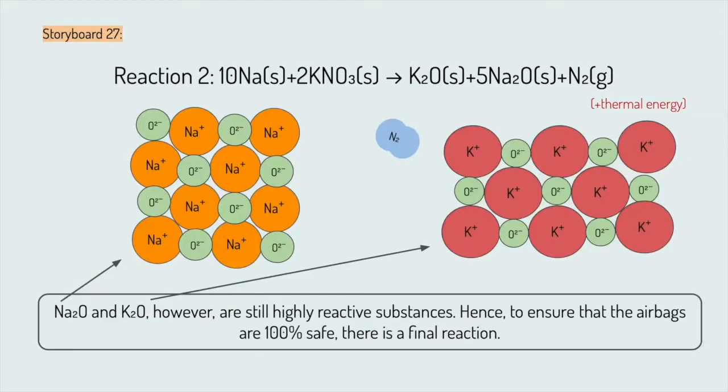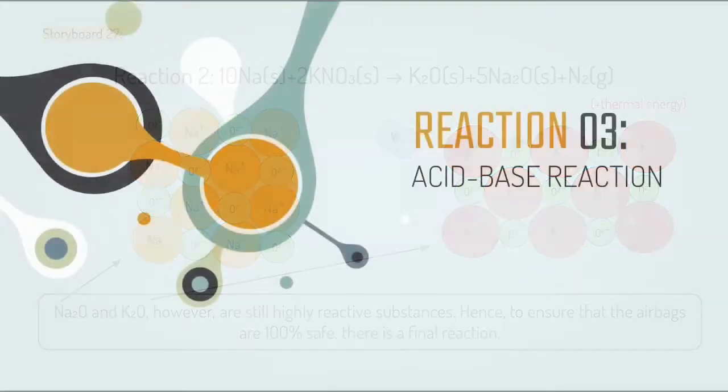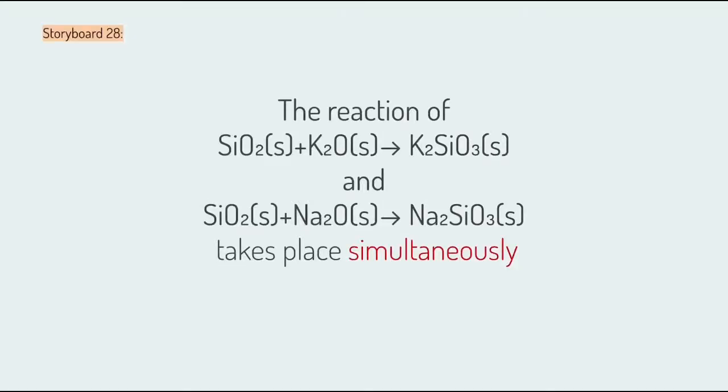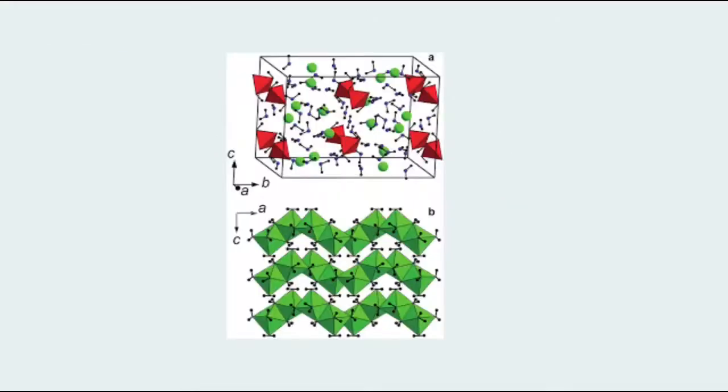Sodium oxide and potassium oxide, however, are still highly reactive substances. Hence, to ensure that the airbags are 100% safe, there is a final reaction. The last reaction is an acid-base reaction, which is the reaction between K2O and SiO2 and Na2O and SiO2, which takes place simultaneously. The end product is alkaline silicates.